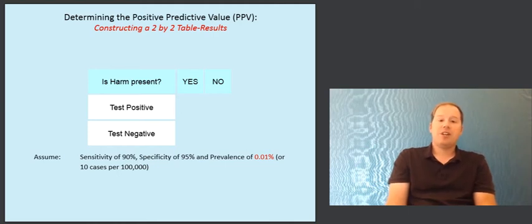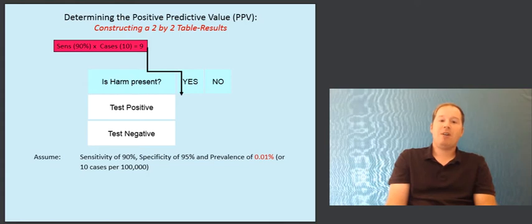So we can do this by working through the matrix. The first thing would be to say, if the harm were truly present, the person actually has the condition, how likely is it that the test result will be positive? Well, here what we do is we multiply the sensitivity of the test times the number of cases in the population. There are 10 cases in the background population.